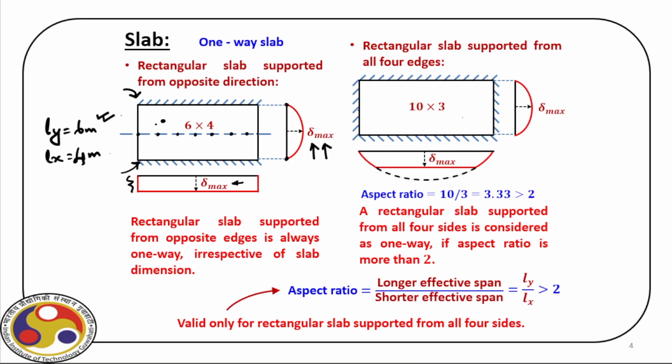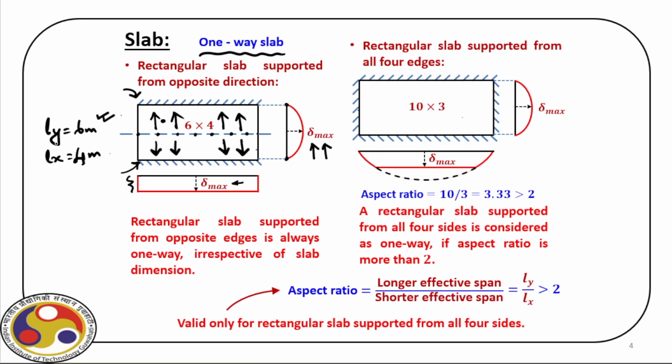That means for this slab, the load that we apply is transferred to these two edge beams, and if you look at the direction of load transfer, it is predominantly in a particular direction. So if this is the situation, we call it a one-way slab.